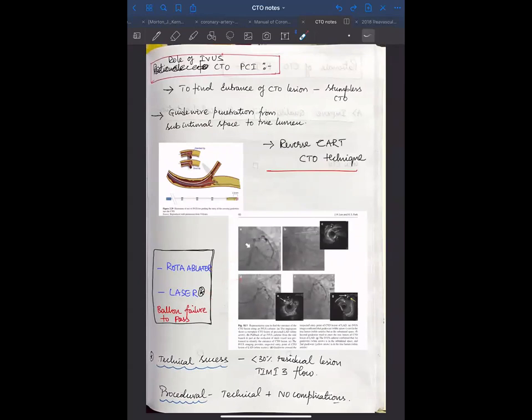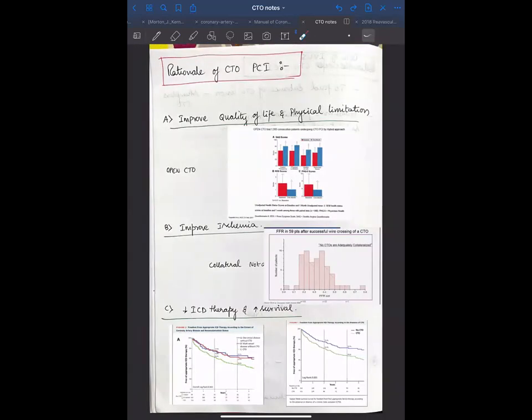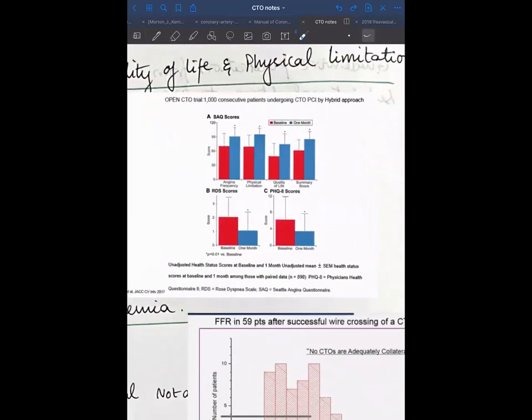So after doing all this, what is the technical success definition? Usually we use angiographic success as less than 10% residual lesion for normal PCI. But for this, we use less than 30% residual lesion, or TIMI-3 flow, as technical success. Procedural success is technical success with no complications. So what is the rationale in doing PCI in CTO? In the Open CTO registry, we have seen that the scores of anginal frequency, physical limitation, quality of life, and all these will significantly improve.